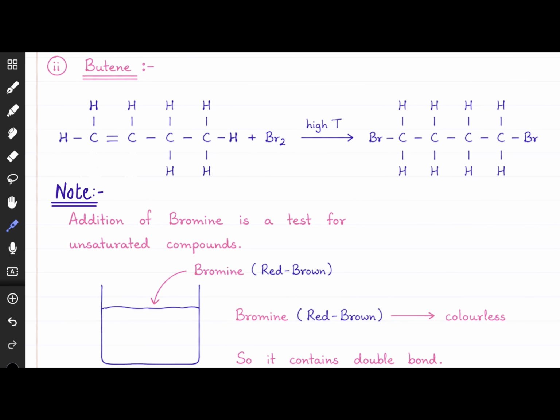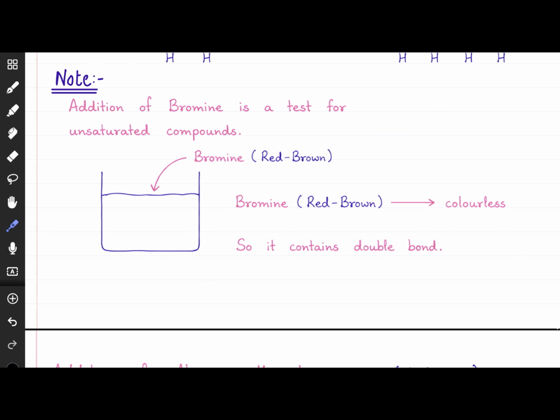So here's another example of butene. Butene, whenever it reacts with bromine at high temperature, forms dibromobutane. So another thing to note down here is that addition of bromine is actually a test for unsaturated compounds. If a solution contains an unsaturated compound, then whenever bromine is added, which is of red-brown color, the solution turns from red-brown to colorless because it contains a double bond, an unsaturated compound.